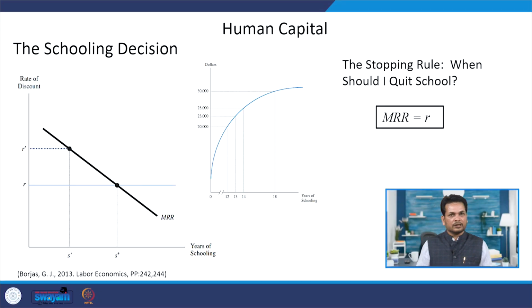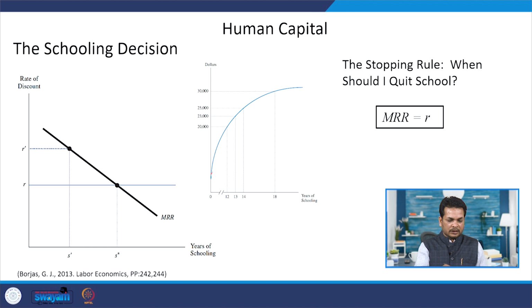So, the question is which level of schooling the person should choose. It turns out that the intersection of this marginal rate of return curve and the horizontal rate of discount determines the optimal level of schooling for the worker. Now, to understand this mechanism, we can derive the marginal rate of return from this Wage-Schooling Locus.